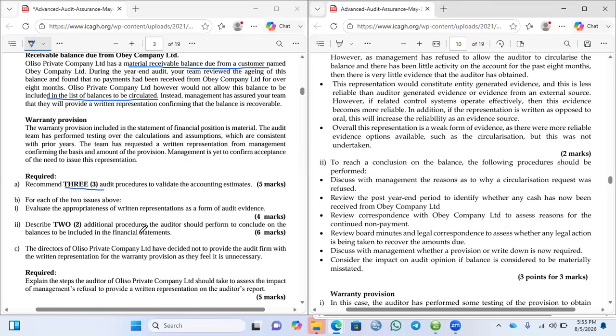describe 2 additional procedures the auditor should perform to conclude on the balance to be included in the financial statement. Okay, so I think that the first one says discuss with management the reasons as to why a circularization request was refused. 2, review the post-year end period to identify whether any cash has now been received from Obe Company.